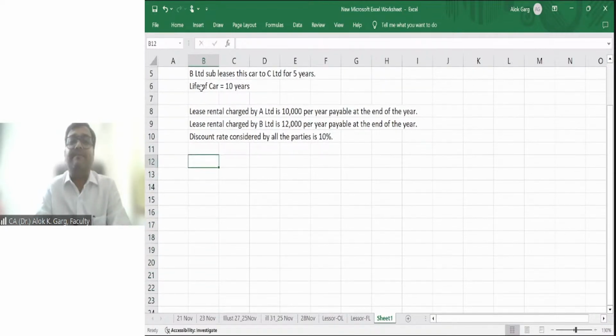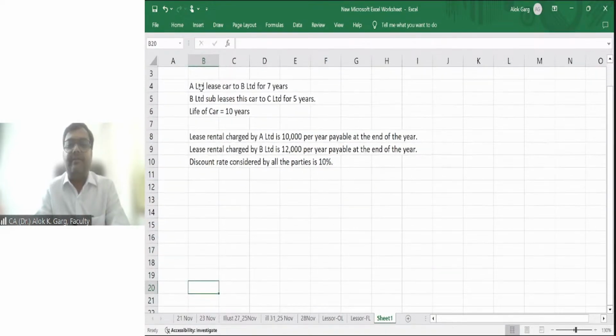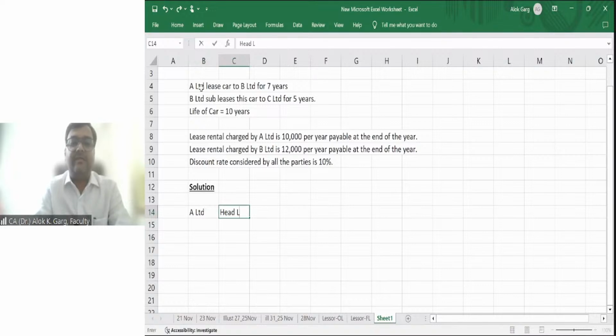You need to do this accounting in the books of A Limited and B Limited, right? First of all, there are two contracts here, right? If I talk about the solution, A Limited is considered as the head lessor. He is the primary lessor. B Limited in this question is the head lessee, or primary lessee.